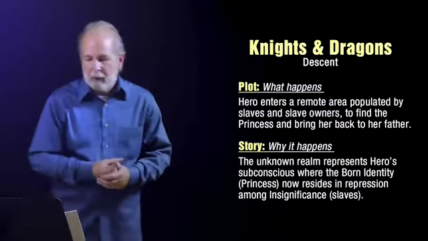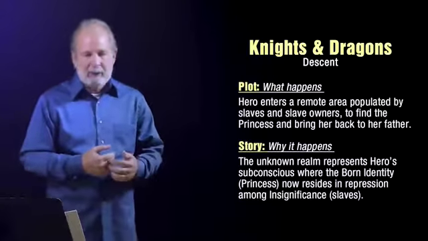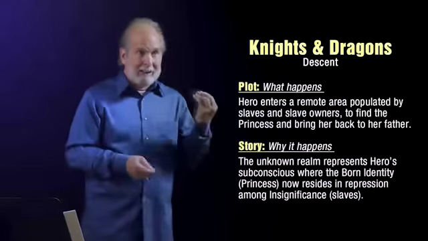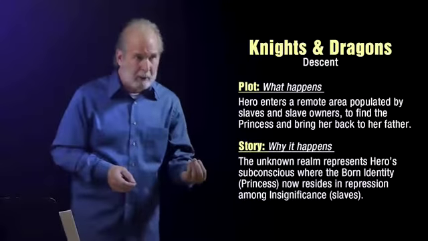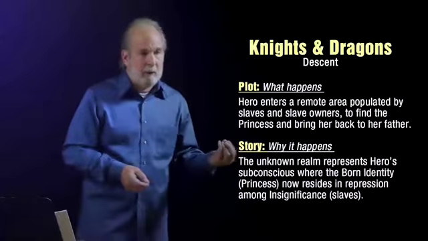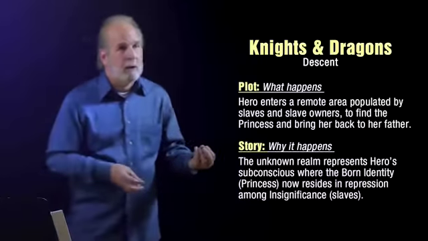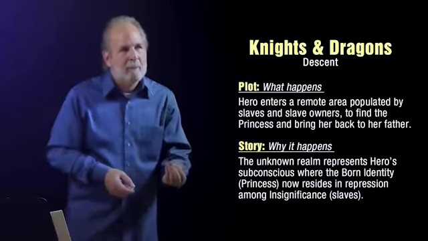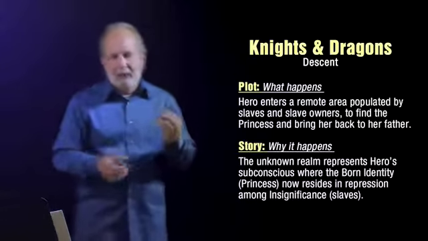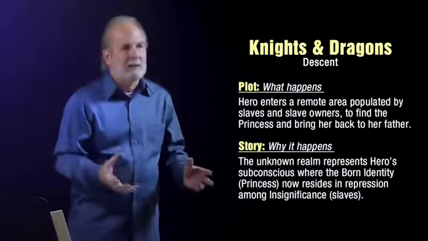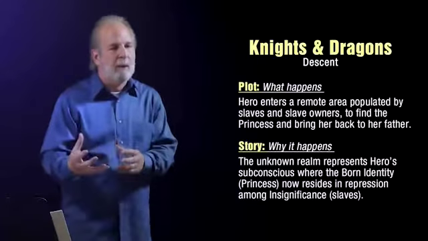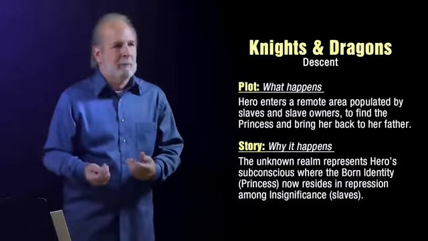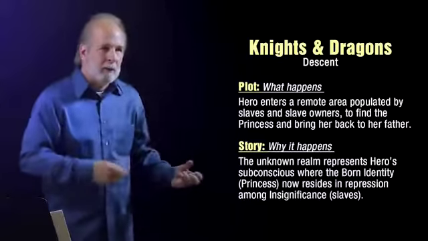But he enters this remote area of the realm which is populated by slaves and slave owners. He's looking for the princess there. And why is it slaves and slave owners? Because the story tells us that the thing the hero is most concerned with right now isn't his fear, it is this insignificance that he's dealing with. When the soldiers spit on him and made him water their horses, that is what he's trying to get rid of. That is where he sees his born identity being lost. And so we represent this metaphorically by slaves and slave owners. It's the idea of insignificance. A slave has no significance. And the princess is among them, meaning the hero's repressed independence, his born identity, is living among insignificance. And so all he has to do is rescue her and take her back to the father.